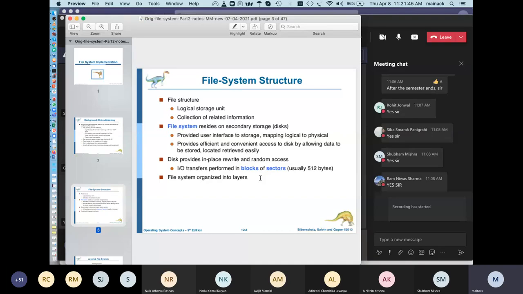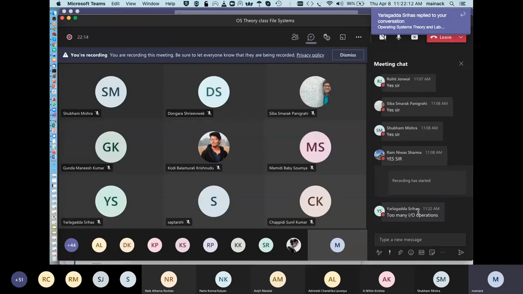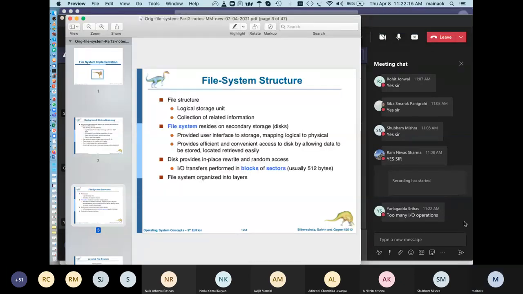So any idea why the block size is not 1 byte? Because it would be most flexible for the hardware developers to just provide a block size of 1 byte. Any idea why it is a 512-byte block? Srihash said too many I/O operations. True, true. Anything else?